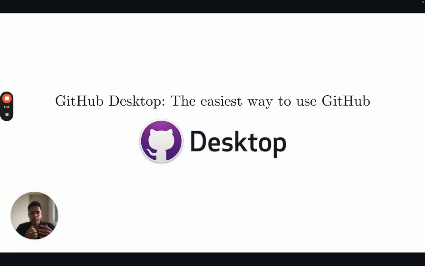It is a software which you install on your computer and you download it from GitHub's website. And GitHub Desktop makes it easy to operate GitHub. GitHub makes it easy to host and share Git repositories online, right? So that's how you should think about GitHub and GitHub Desktop.